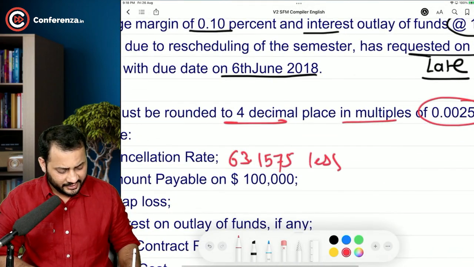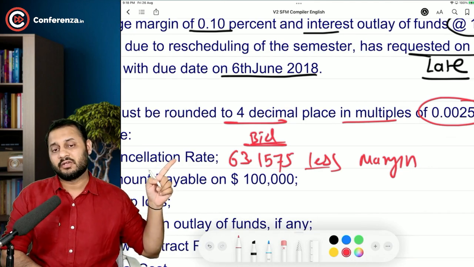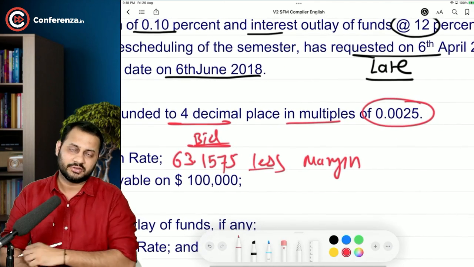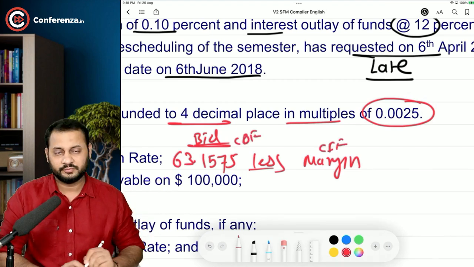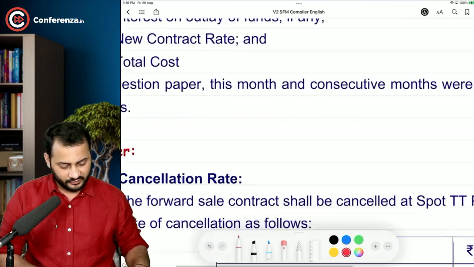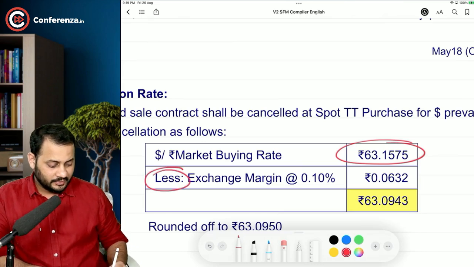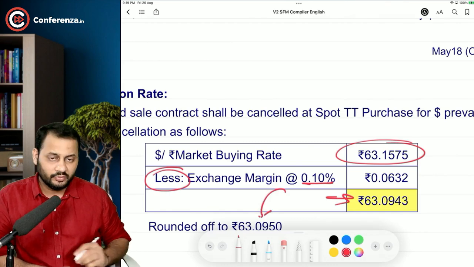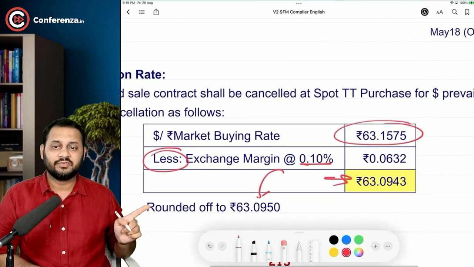63.1575 less margin. Why less? Because this is a bid rate. Bank will pay this 63 and receive or keep the margin. So this is cash outflow to the bank, this is cash inflow. Okay, 63.1575. Let's confirm that first. 63.1575 less margin of 0.10%. We received this rate and rounded it off to nearest 0.0025. Cool. This is the rate at which we are going to cancel.